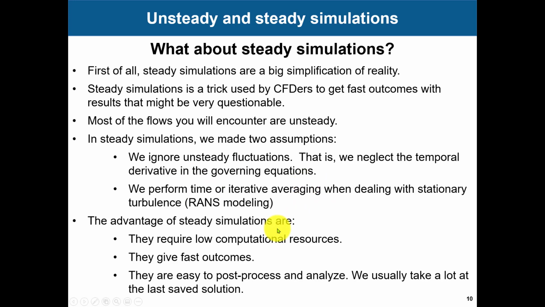The advantage of these steady simulations is that they require low computational resources and give really fast outcomes. So you see the case of the cylinder where you have the onset of the von Karman street, probably you need to run that case for a long time. Using steady simulations, in a couple of iterations, probably 100 iterations, you are going to get that solution.